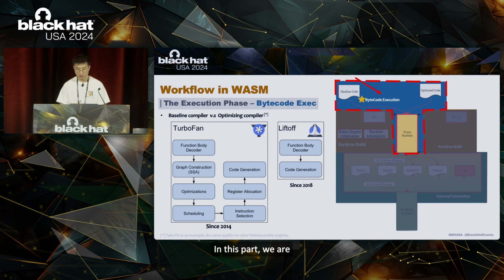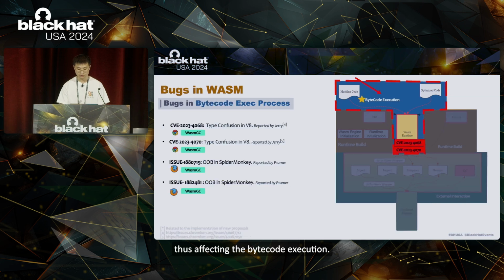In this part, we are concerned with the issues that can pass through the compilation phases and cause problems during execution. The new proposals will also introduce new operation codes, thus affecting the bytecode execution. After extensive vulnerability research and fuzzing, we found that vulnerabilities in this area are often related to newly introduced proposals or bytecodes. For example, these 4 vulnerabilities are all related to WebAssembly garbage collection, ultimately leading to RCE attacks.